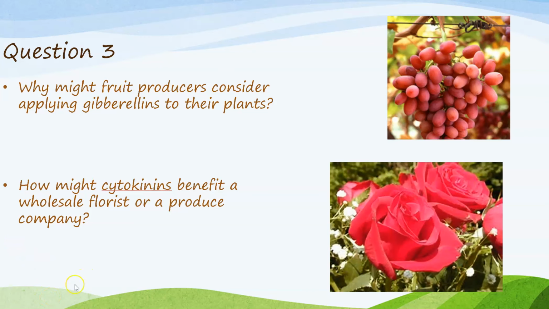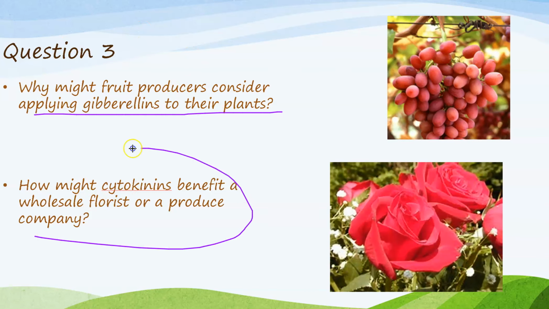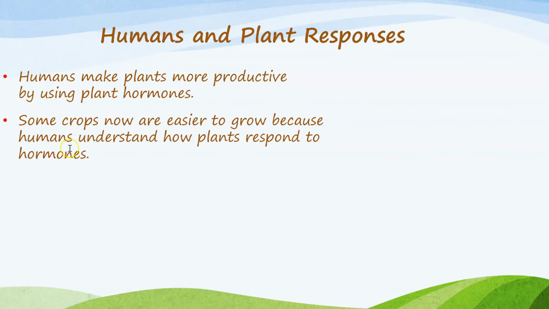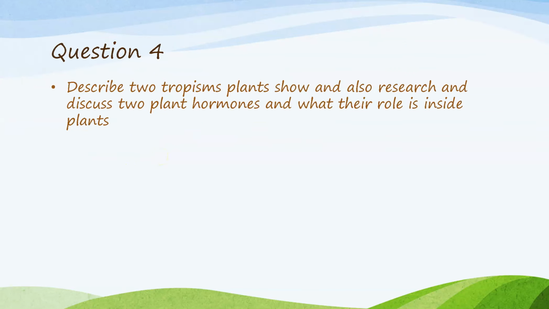So why might fruit producers consider applying gibberellins to their plants? Again, this would not be organic. Organic does not use hormones, but it could possibly be conventionally grown. And then I already kind of told you this, but how might cytokinins benefit a wholesale florist or a produce company? So humans make plants more productive by using plant hormones. Again, it's debatable if it's healthy or not. People are on both sides of that fence. Organic doesn't use hormones. Some crops now are easier to grow because humans understand how plants respond to hormones, which is good. I mean, if the choice is food or no food, you of course choose food.